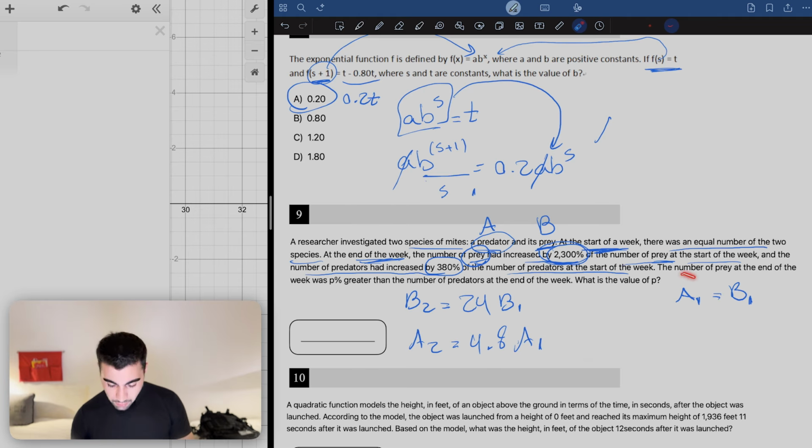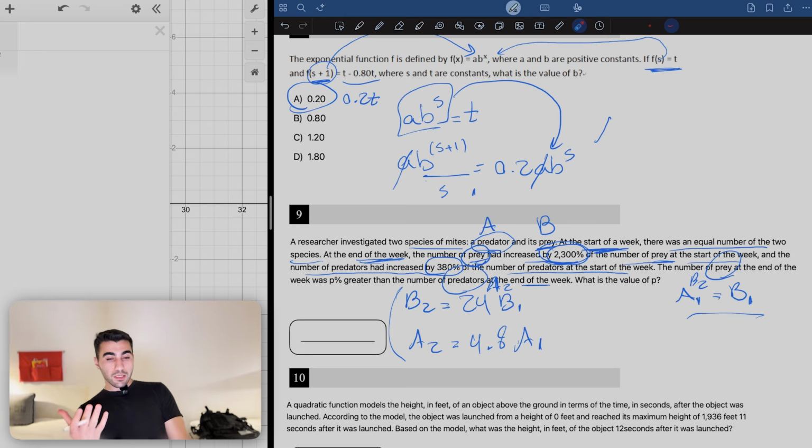The question is asking us: the number of prey at the end of the week was P% greater than the number of predators at the end of the week. So you want to find the percent change between the prey B2 and predators A2 at the end of the week. That's what we want to find, right? What we know here is B1 was equal to A1 and we have these equations. So we're going to use these to find the change. We are looking for the percent change between prey B2 and A2, right?